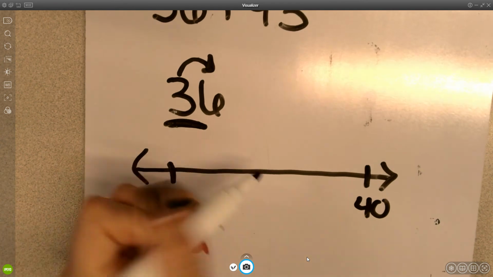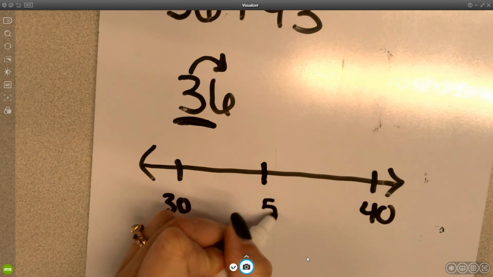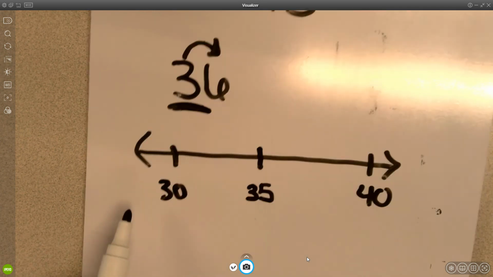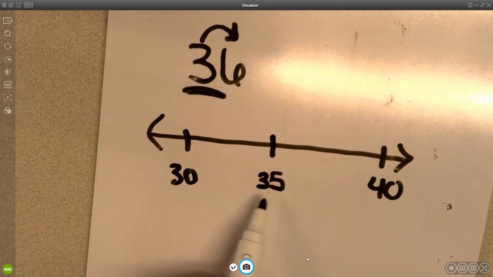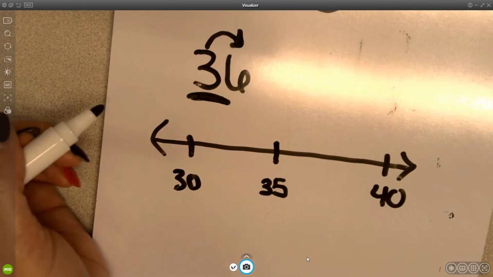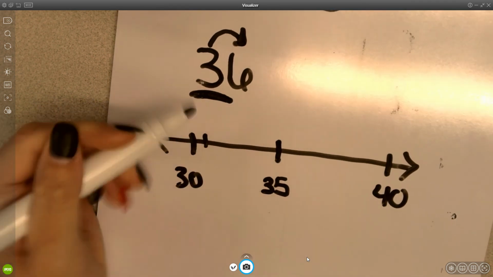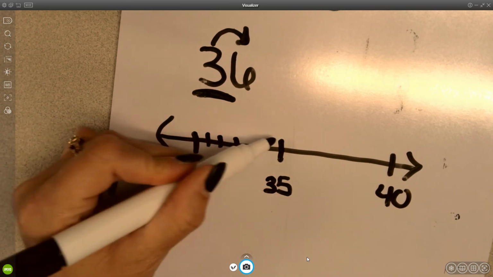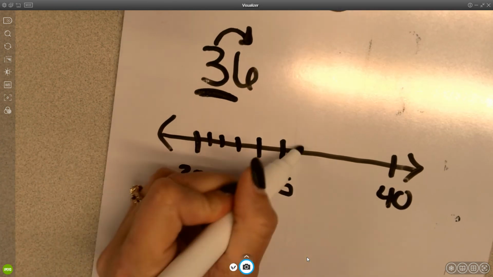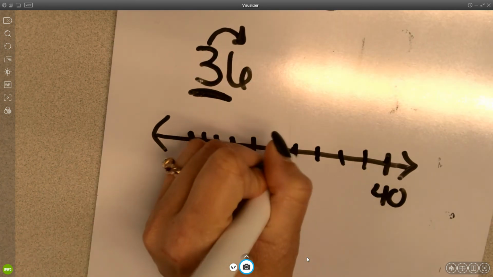So my next step is to put the middle mark. And remember, the middle mark always has a 5 in the ones place. So this one's going to be 35. So if I'm counting, I'm going 30, 35, 40. I'm counting by fives. Then I have to mark where my original number is, my 36. So I'm going to do 31, 32, 33, 34, and then 35, 36, 37, 38, 39, and then 40. 36 was right here.